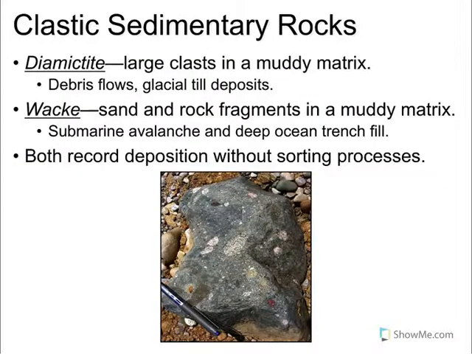Now, some of these beautiful mixes that we can get: a diamictite, which is where we've got large pieces of gravel mixed with mud, okay? Usually we find this in glacial till, so where glaciers have been, you get these big rocks mixed with mud. And then a wacke, we usually call this a graywacke. A graywacke is sand, usually with some rocks, but sand and silt and clay all mixed together. And usually we find this out in the deep ocean.